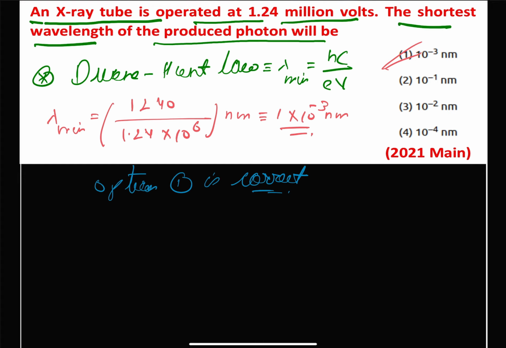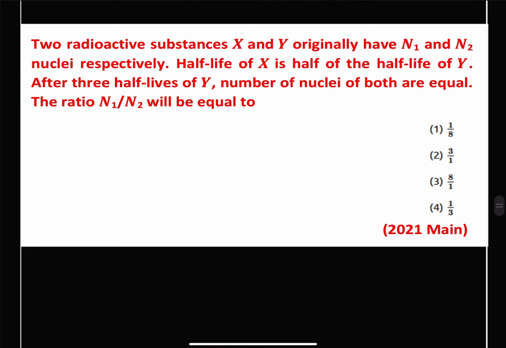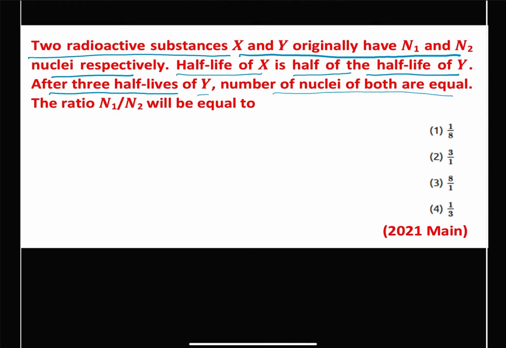Next question. It states that two radioactive substances X and Y originally have N1 and N2 nuclei respectively. Half-life of X is half of half-life of Y. After 3 half-lives of Y, number of nuclei of both are equal. The ratio of N1 and N2 is.